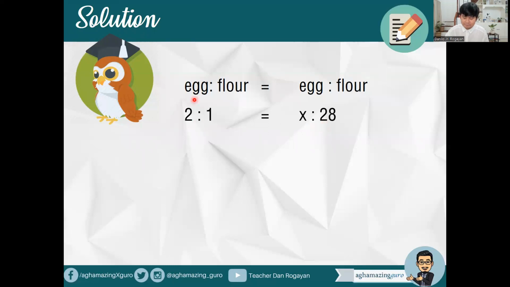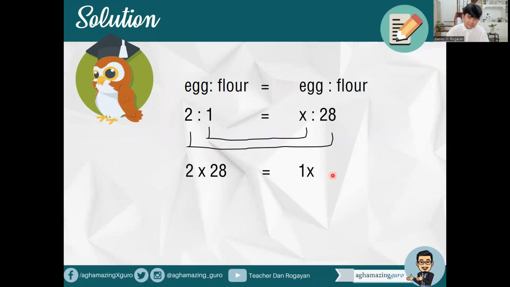So we're just going to multiply this. 2 times 28, then 1 times x. Okay, so 2 times 28, then 1 times x. We'll just do that. And then, of course, 2 times 28 is 56, then 1 times x, syempre, invisible na yan, so x na yan. So that is x. So your answer here is 56 eggs. So there would be 56 eggs needed. He will need 56 eggs in 28 cups of flour.